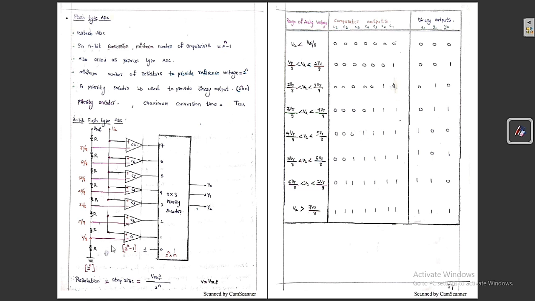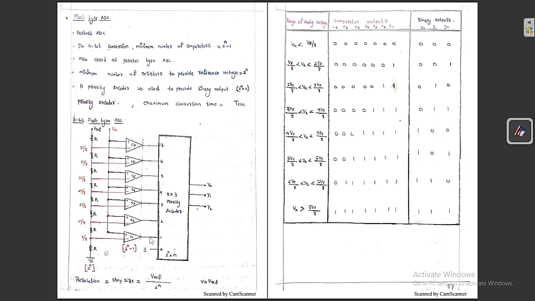Now suppose VA lies between V by 8 to 2V by 8, then what is going to happen? Only this comparator is going to become active, while all the other comparators become inactive, because only for this one the positive terminal voltage is greater than the negative terminal voltage, whereas for the remaining comparators the negative terminal voltage is greater than the positive terminal voltage. So all these values are 0, but this is high.